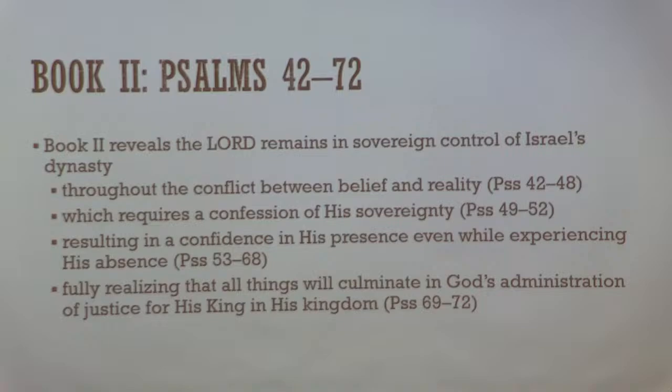So as we continue through Book 2, the biblical theology of Book 2 reveals the Lord remains in sovereign control of Israel's dynasty throughout the conflict between belief and reality. That was 42 through 48, especially that conflict beginning in 42 through 44, that despair, because as highlighted in 44, the conflict between belief and reality, right? If we had broken the covenant, if we had done these things, we understand why we're losing. So we see that expressed. We see that great example of an open and unafraid prayer in Psalm 44.